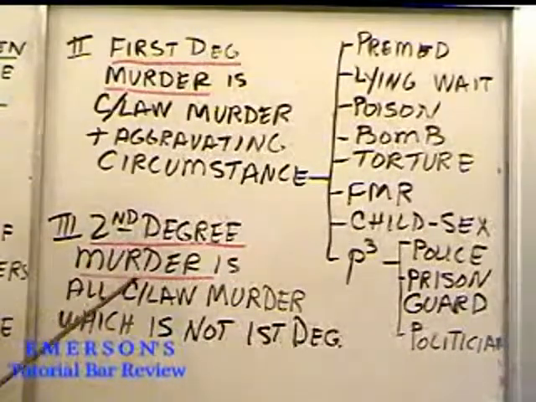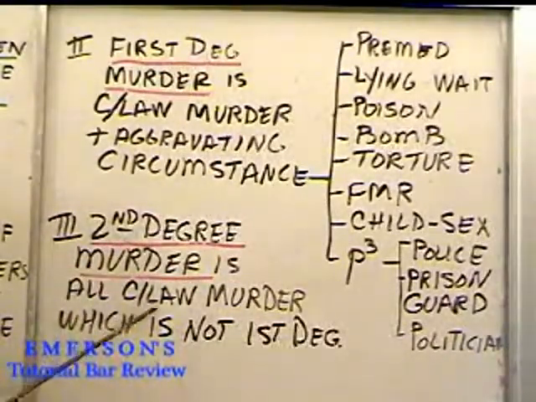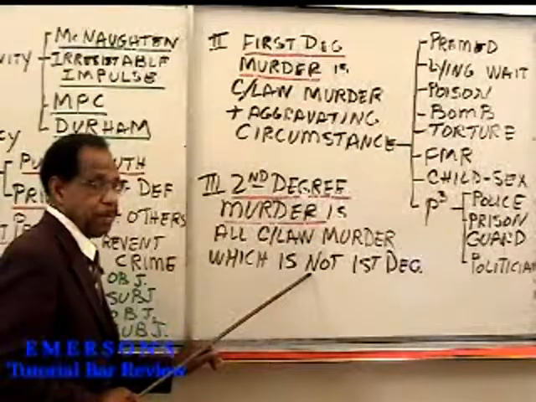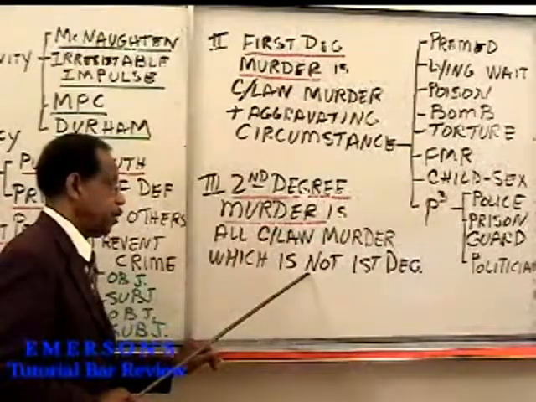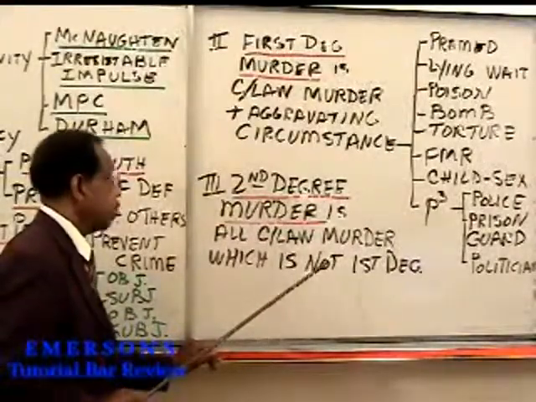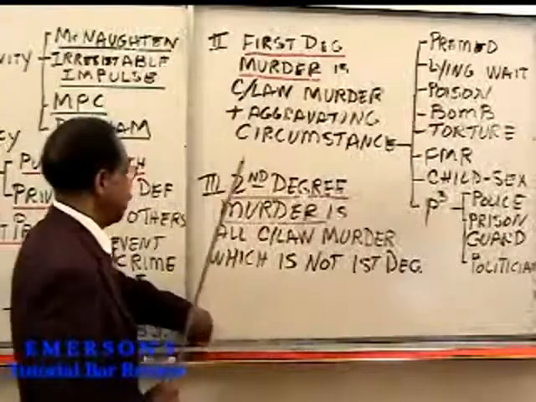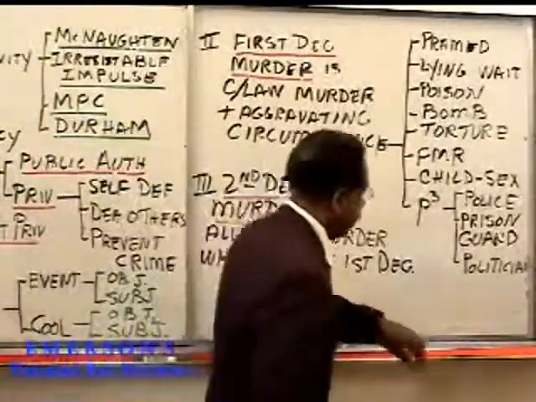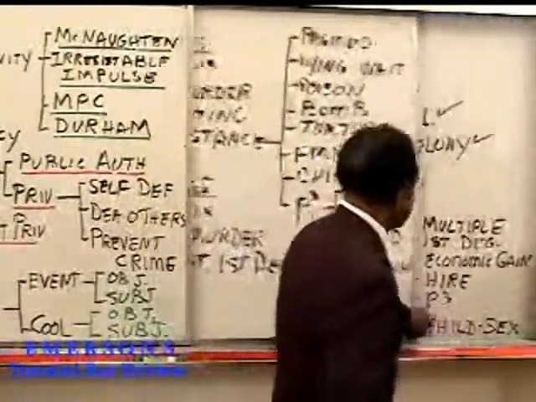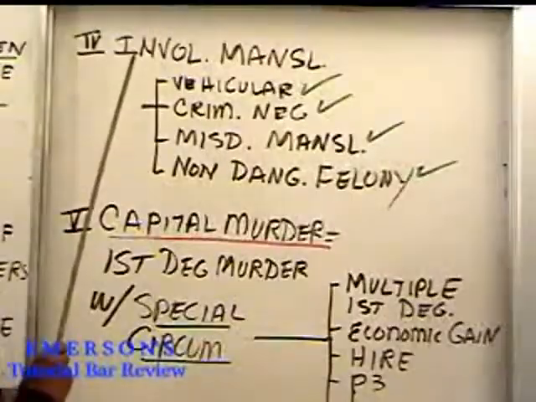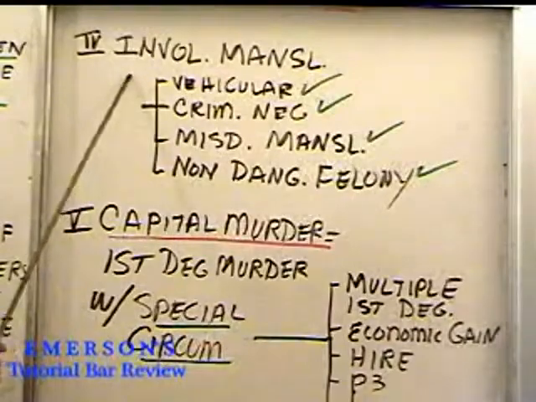Second degree murder, as we mentioned, is all common law murder that is not first degree. If you got common law murder and you can't raise it up to first degree, it'll end up as second degree murder. So that's how we get common law murder, that's how we get first degree murder, that's how we get second degree murder. And now I want to get to involuntary manslaughter. Pardon me.